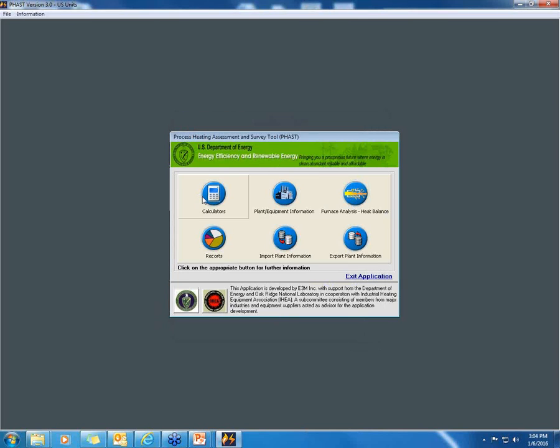So these are the 4 easy-to-use calculators. Now, after this particular button, if you go to plant or equipment information, you will see we are asking for a little bit of high-level information to start the actual data analysis. Before you go to furnace analysis or heat balance analysis, make sure you first go here under the plant or equipment information tab, and enter all the different process heating equipment and data associated with that equipment in this tab, and then go to the furnace analysis heat balance tab.